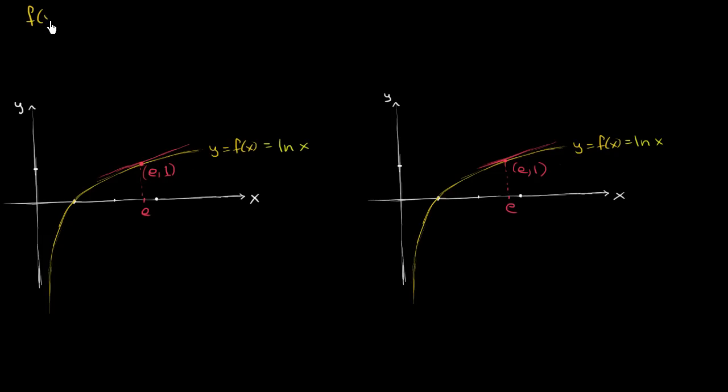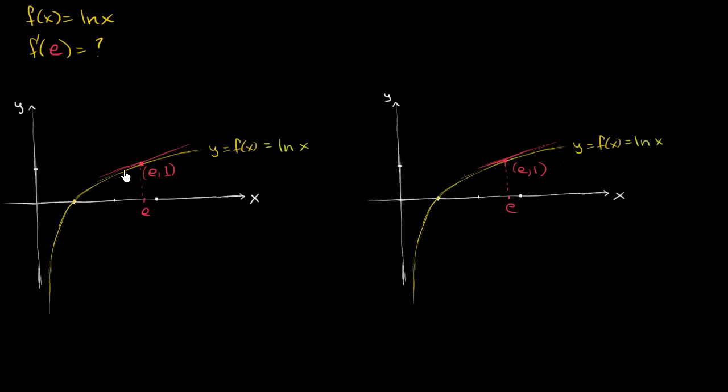Let's say that f of x is equal to the natural log of x. And we want to figure out what the slope of the tangent line to the curve f is when x is equal to the number e. So here x is equal to the number e. The point (e, 1) is on the curve. f of e is 1. The natural log of e is 1.